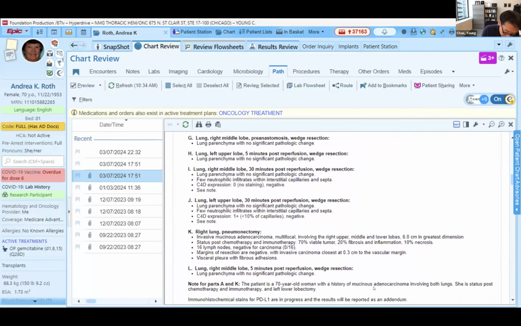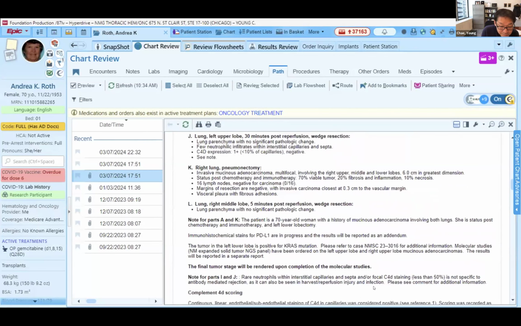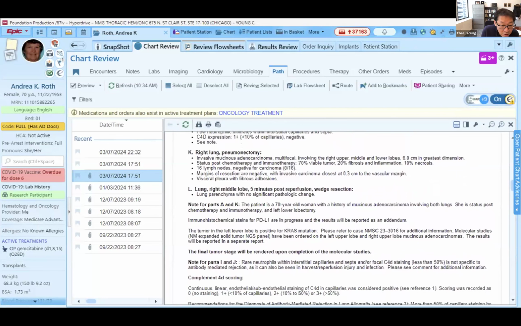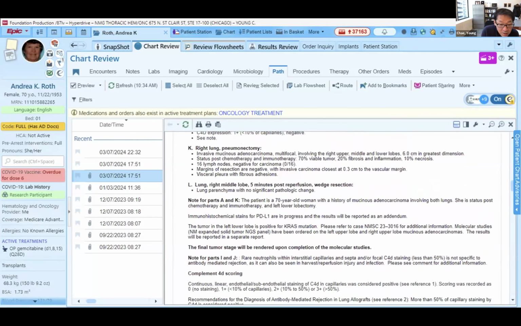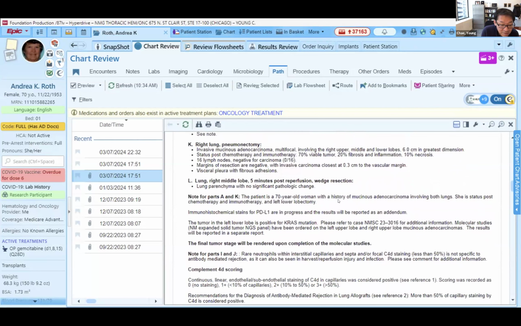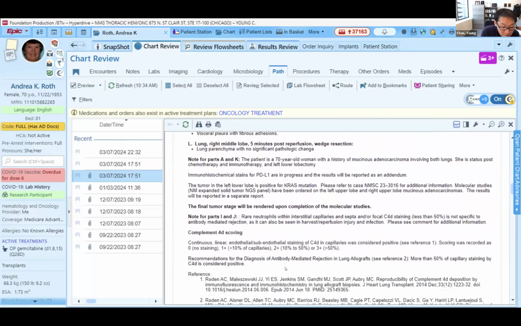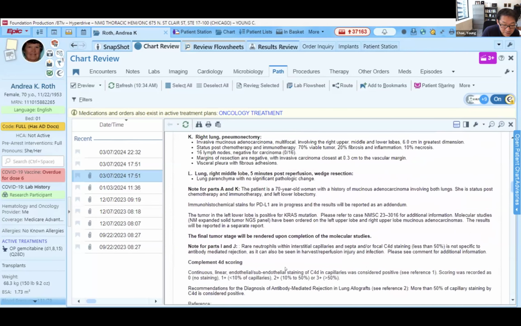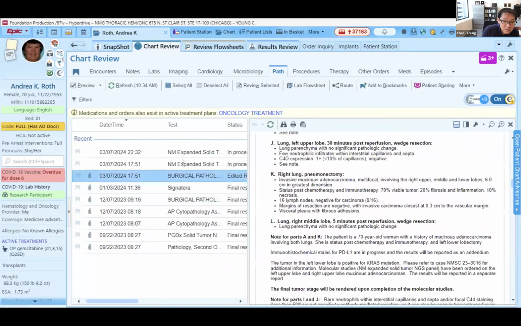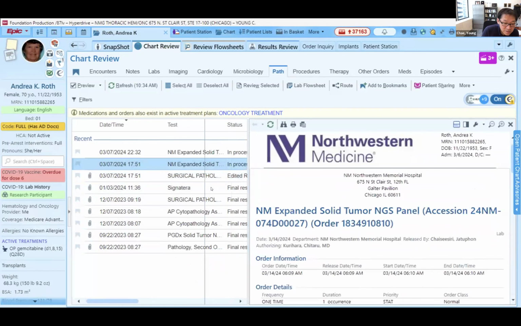6 centimeter, 70% viable. Local lymph nodes were all negative. Final tumor stage will be rendered upon completion of the molecular studies. Okay, go to the molecular studies. Close that. Oh, it's all in process.